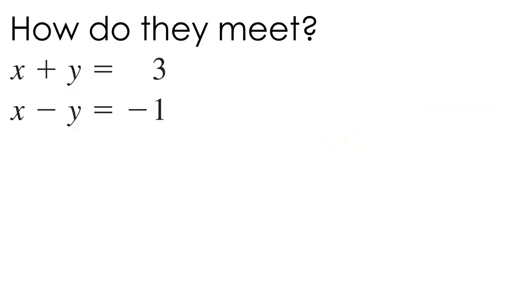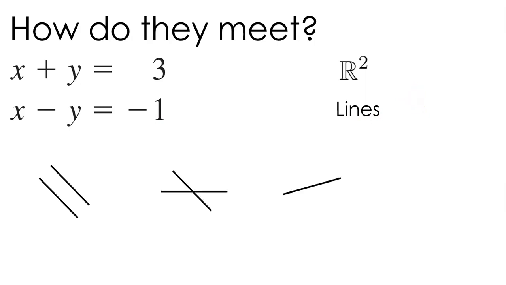I have 2 equations, x plus y equals 3, x minus y equals -1. I have 2 variables, so we can assume that we are in R2. These are 1 dimension less, so they are equations for lines. 2 lines can meet in a couple different ways. They can be parallel, they can cross at one point, or they can actually be the same line.